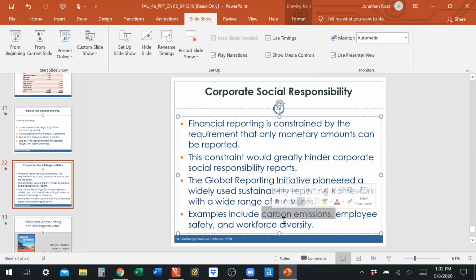So for some of these things, it's easier to come up with a dollar value, and for other things, it's not. Keep in mind though, the company is not required to talk about corporate social responsibility, but many companies have started to do that voluntarily because other companies were doing it, so they did it as well. It's like peer pressure. It's almost becoming the norm.